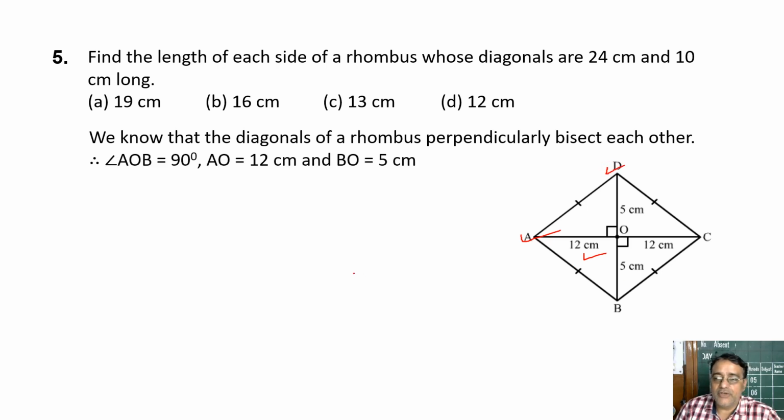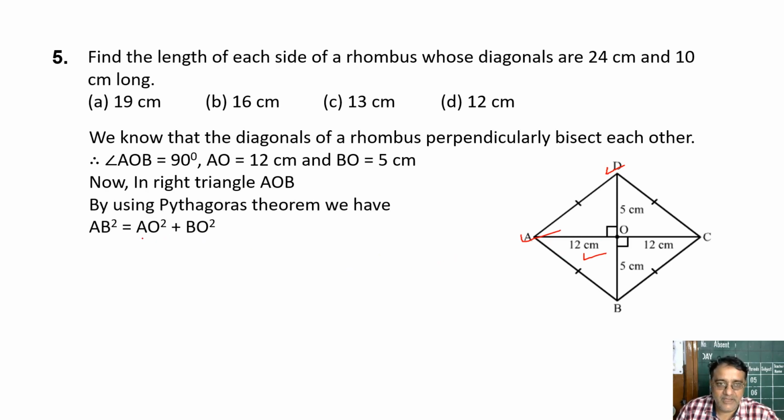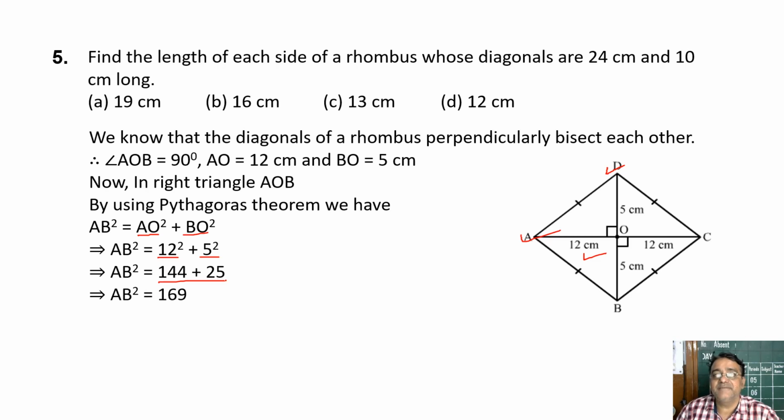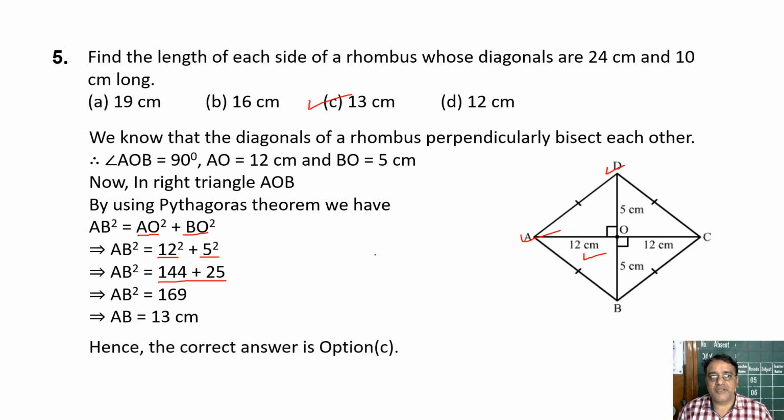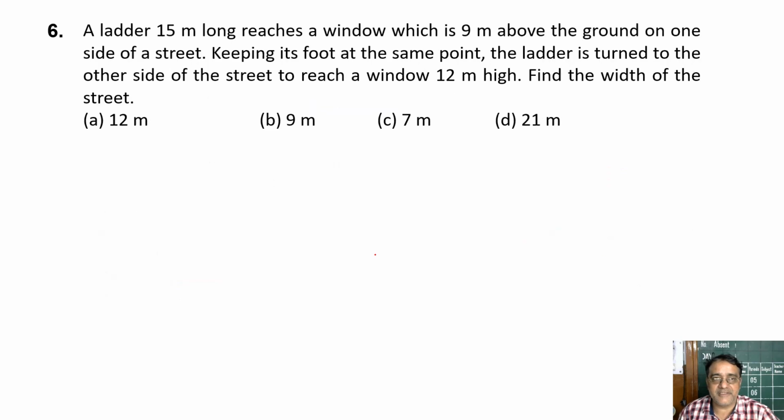Right. So in triangle AOB, by Pythagoras theorem, AB square is equals to OA square plus OB square. Now this is 12 and this is 5. We are going to substitute 144 plus 25. So what is 144 plus 25? 169. Square root of 169? 13. Very good. 13. So which option is the correct one? Option C, right. So this is question number 5. Now we are moving toward question number 6.